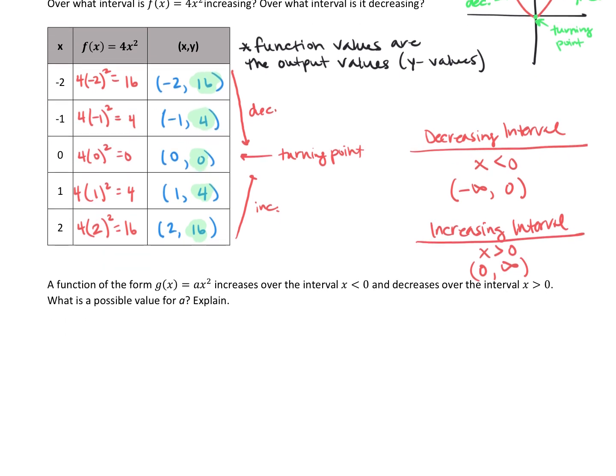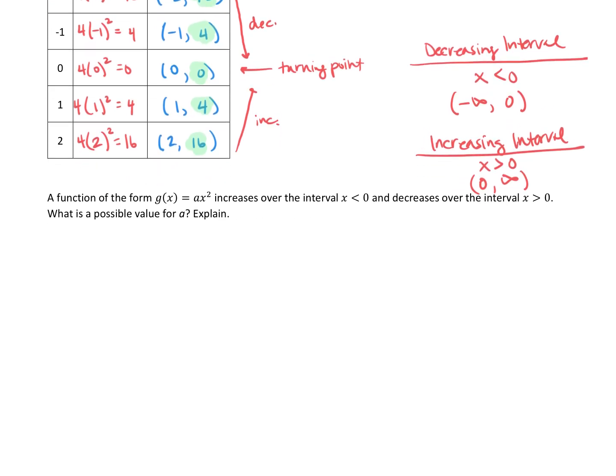All right, so let's just make sure this is making sense with this follow-up question. A function of the form g of x equals ax squared increases over the interval x is less than 0 and decreases over the interval x is greater than 0. What is the possible value for a, and explain? So I think a visual on this helps out. So let's go ahead and draw in here's our x and y axis.